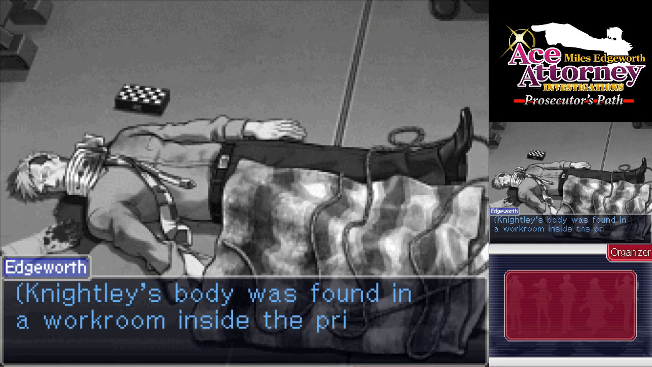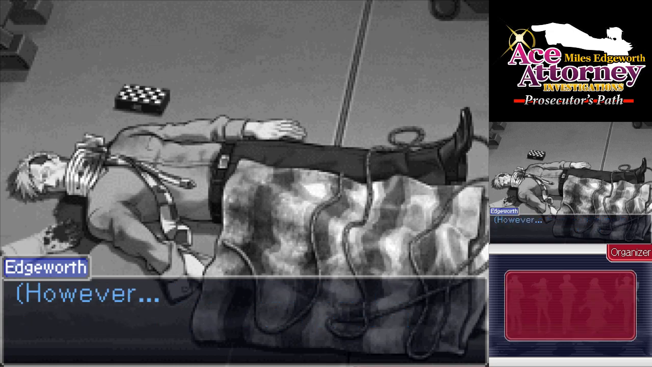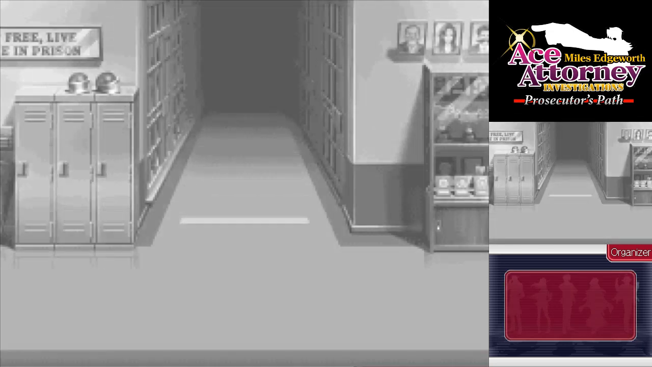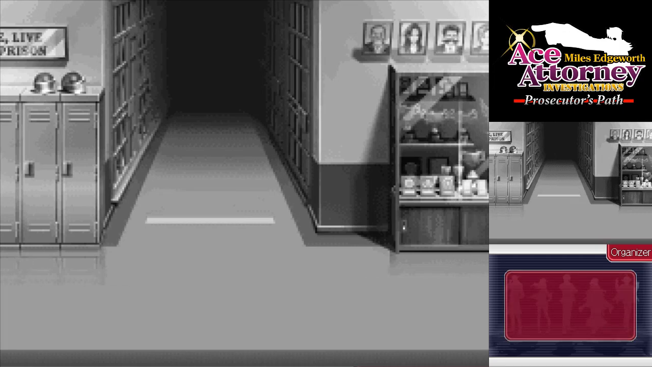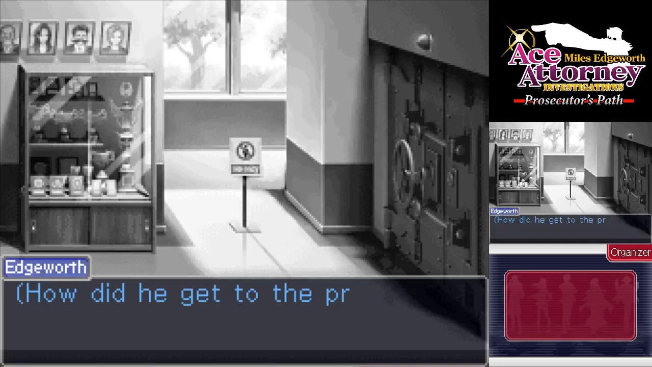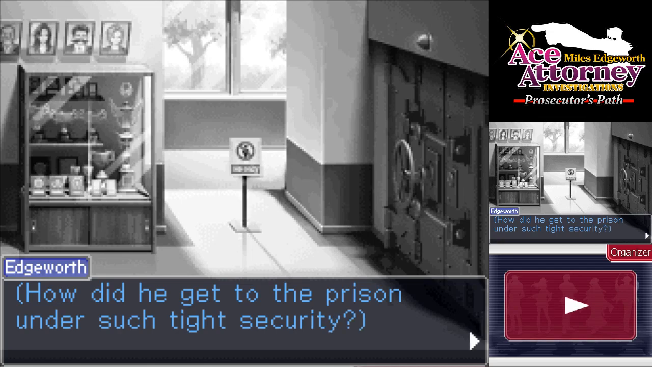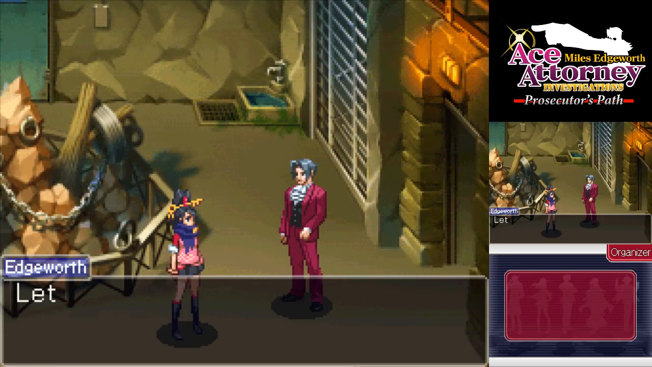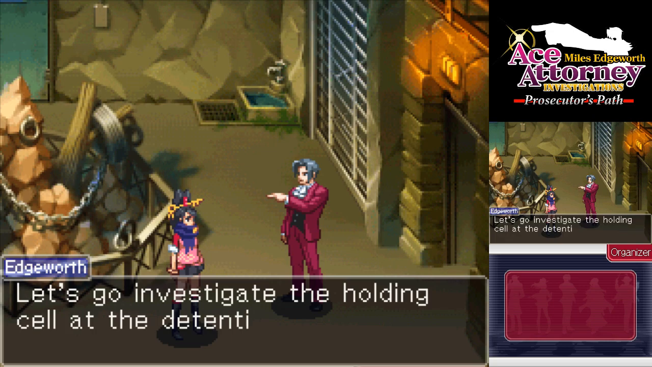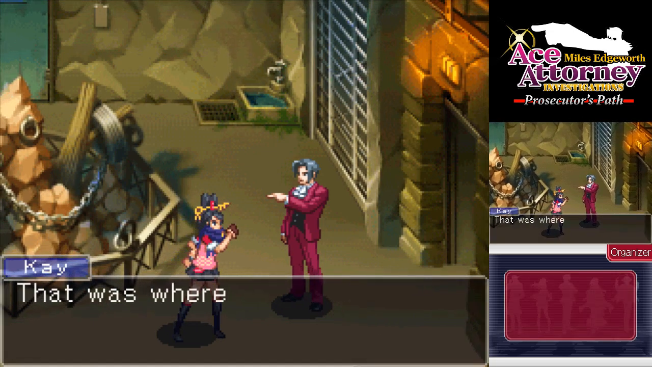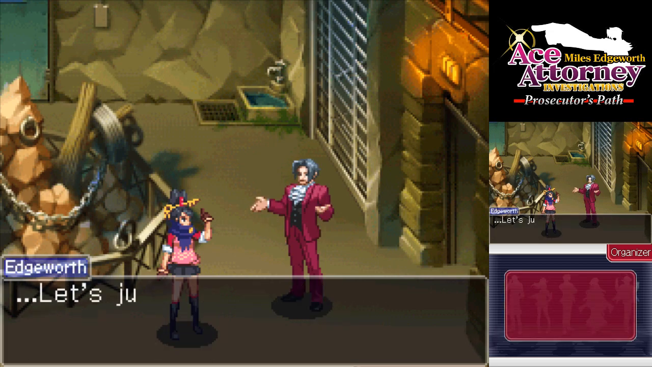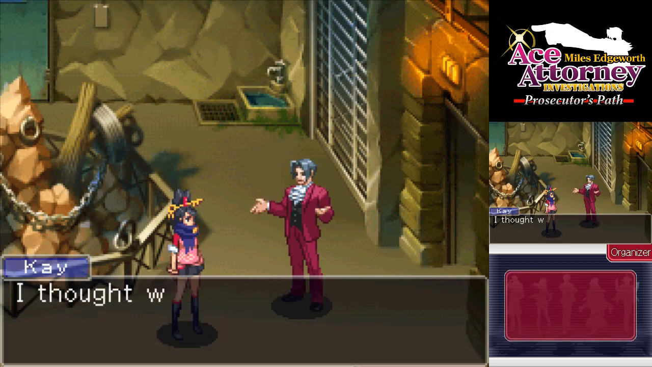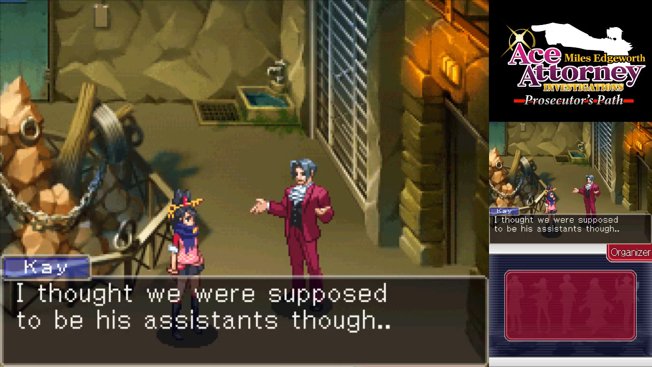Netley's body was found in a workroom inside the prison. However, he was supposed to be in the detention center's holding cell. How did he get to the prison under such tight security? Let's go investigate the holding cell at the detention center. That was where Mr. Knightley was held, right? But what about Uncle Ray? Well, let's just leave him be for now. I thought we were supposed to be his assistants, though.